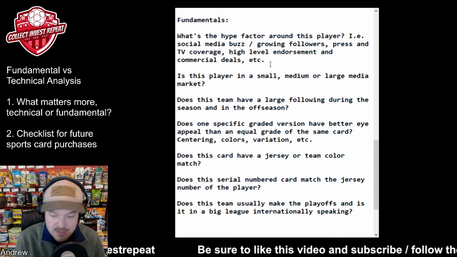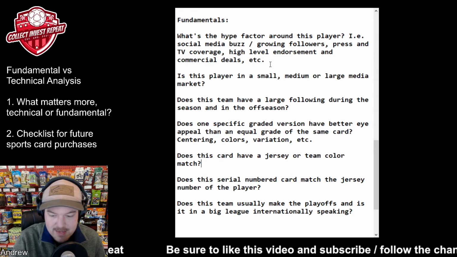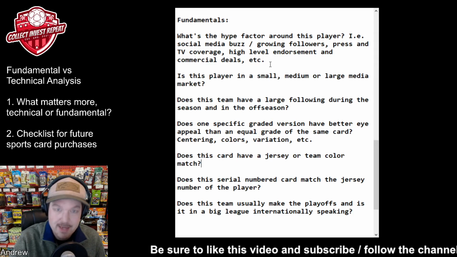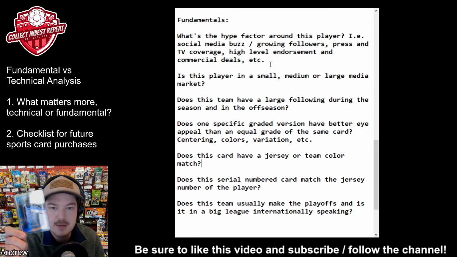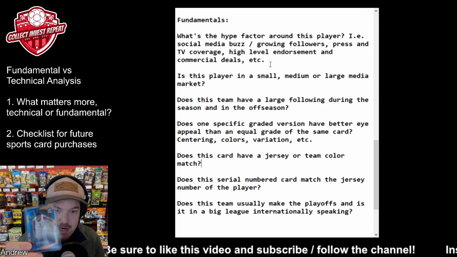Does this card have a jersey or team color match? Not so much with this one. You could maybe argue the Hornets have some blue and this card has some blue. I do still think it looks nice colors-wise. Sorry I don't have the big card screen up for this video, but you guys have seen this one before if you've watched the recent videos.